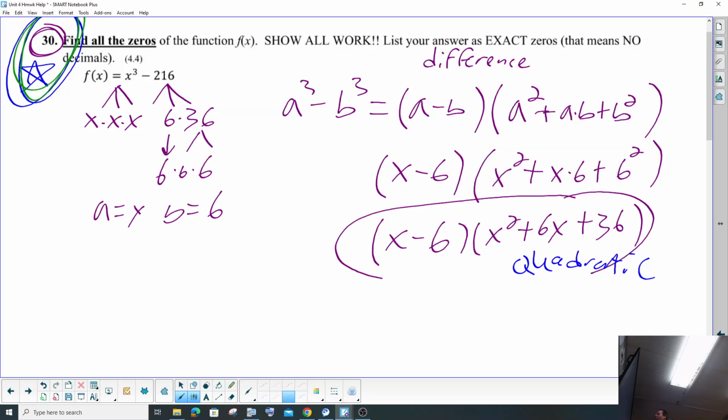Thanks for watching. We're finishing off our practice test now. And so we're just taking a look here and finishing off. So this is called sum and difference. This is a difference of cubes.